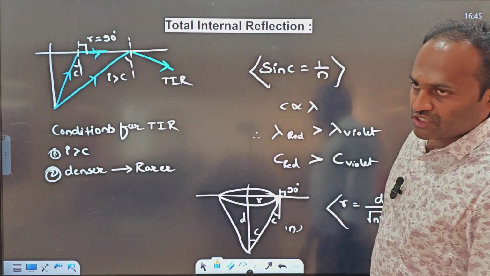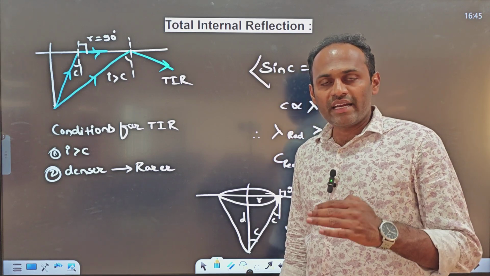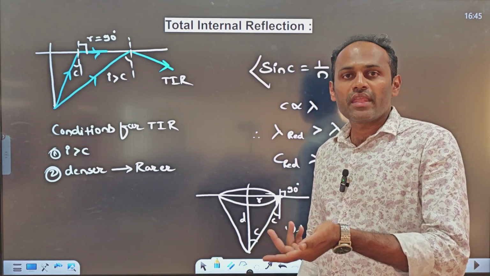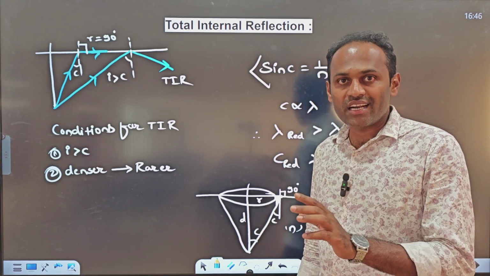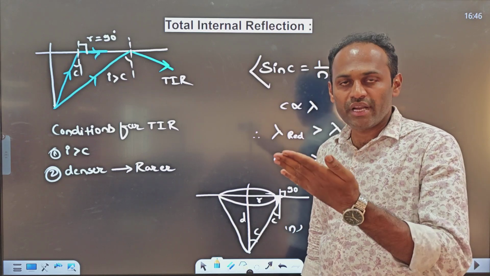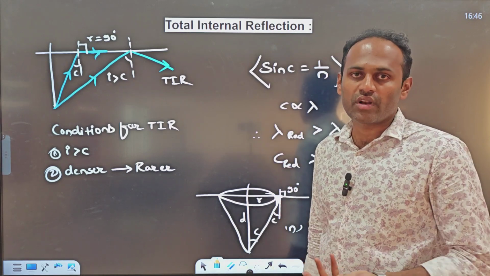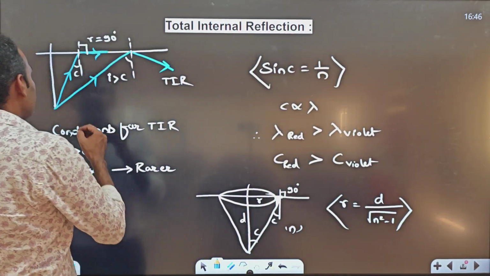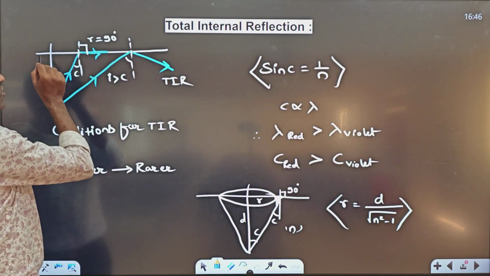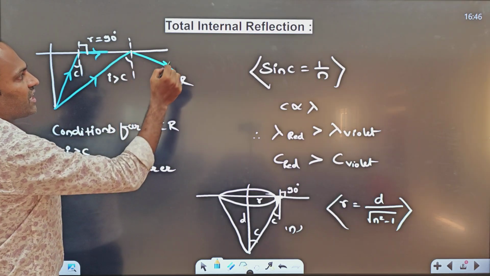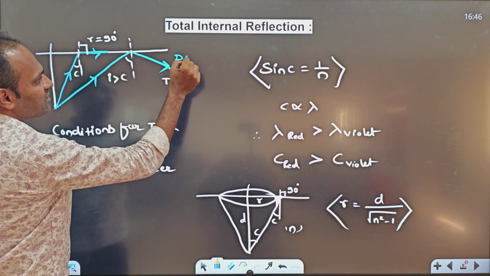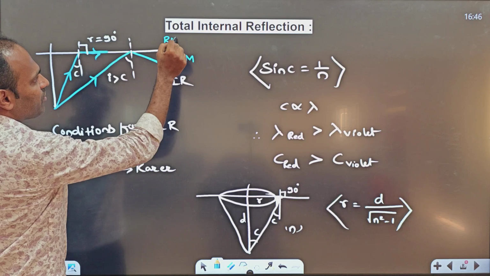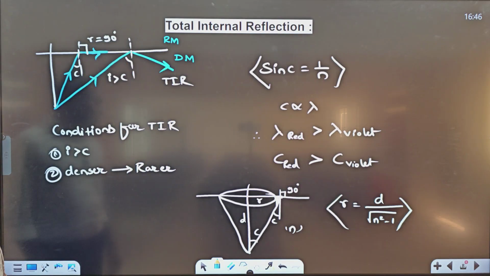See, total internal reflection. What is total internal reflection? Whenever a light is traveling from denser to rarer medium, if the angle of incidence is greater than critical angle, instead of going to the next medium, light will come back to the same medium. That is total internal reflection. See here what happens when a light ray is incident on the interface. This is the denser medium. Here is the rarer medium, right?